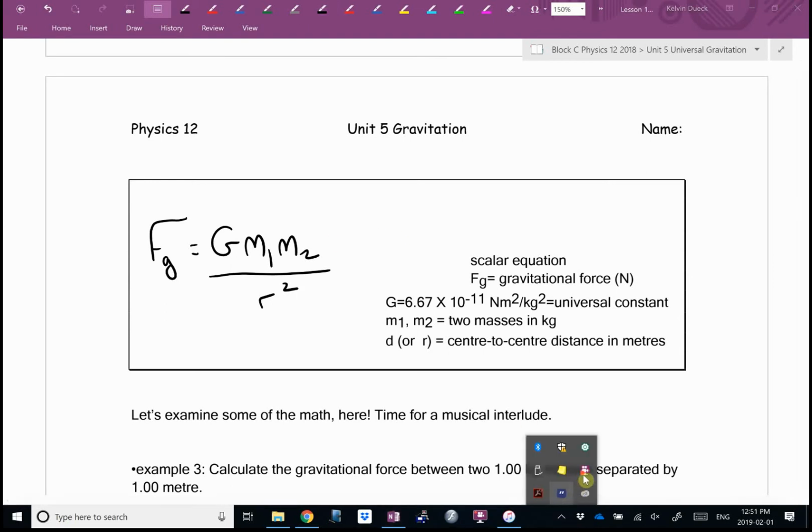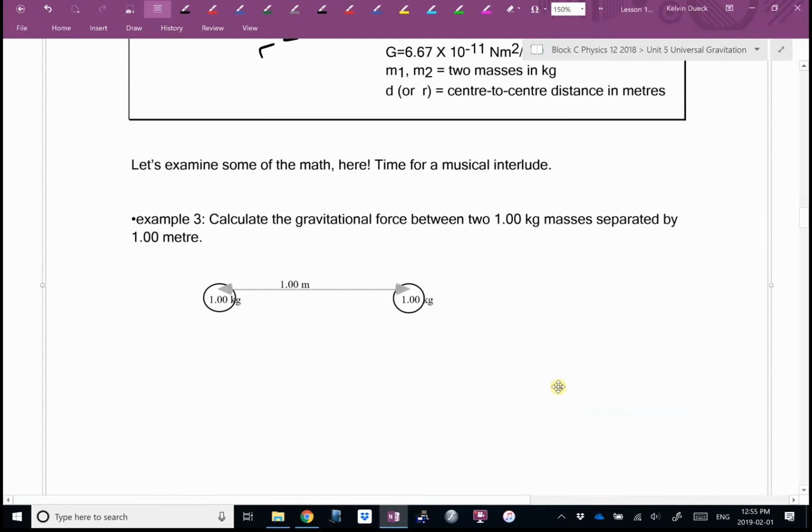We need to look at some of the math here. Let's pause. I've been ranting at you that gravity is really small. How small? Let's calculate the gravitational force between two 1 kilogram masses separated by 1 meter. So the universal gravitational force, and you know to use it because there's two masses, is big G, M1, M2 over r squared.